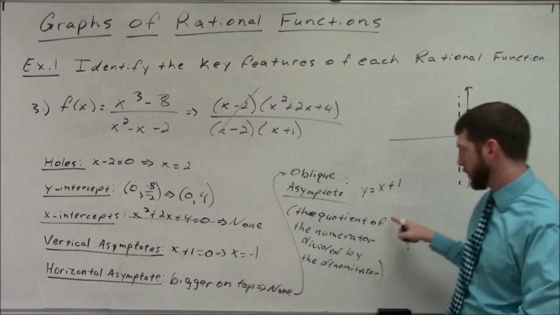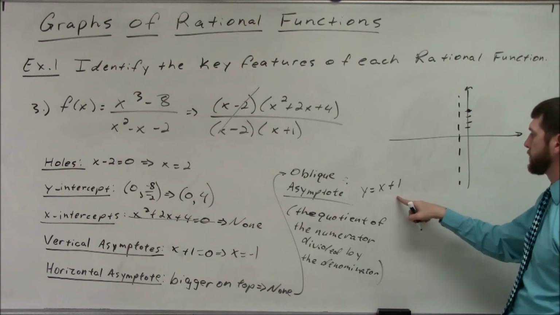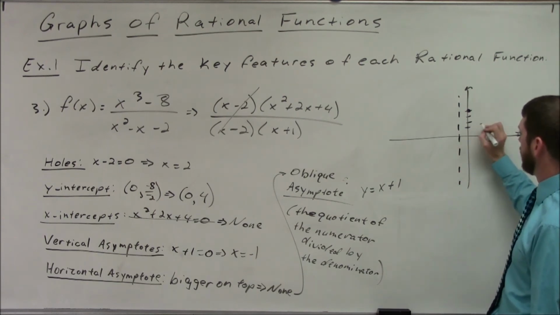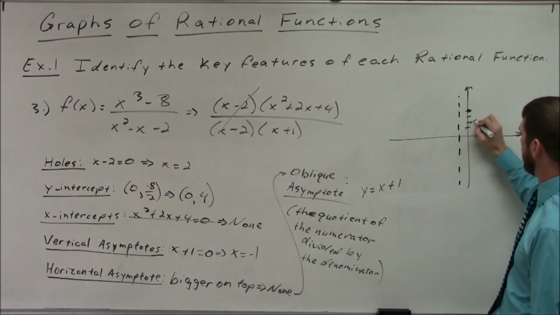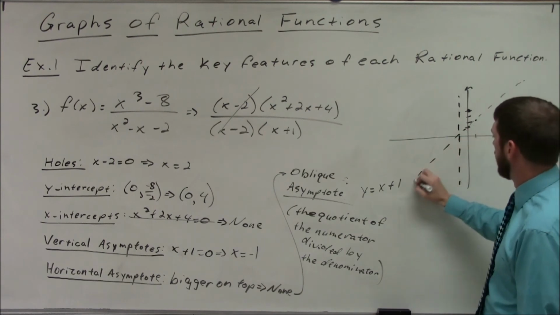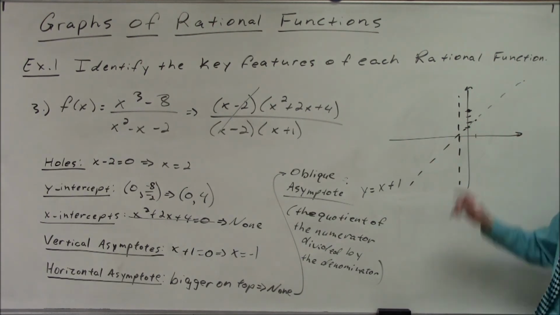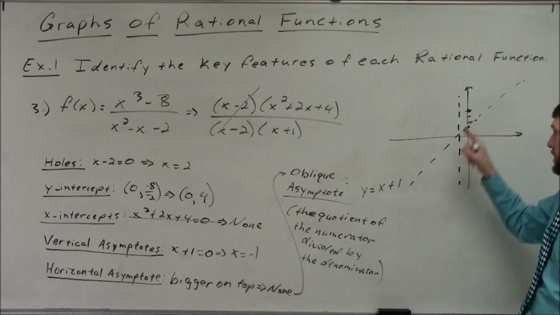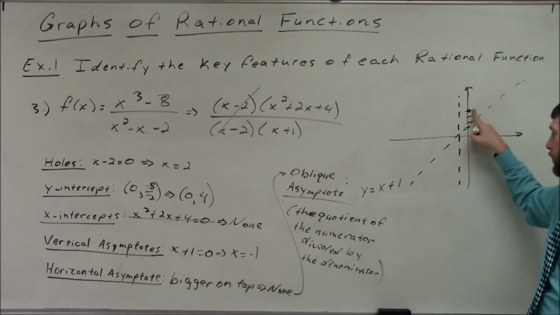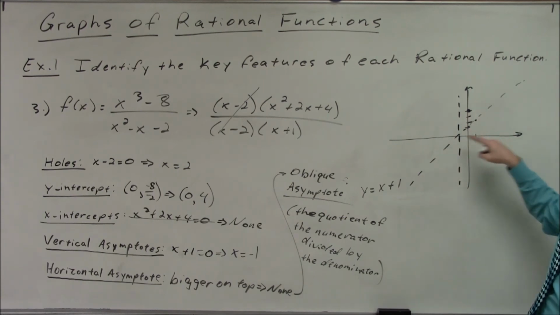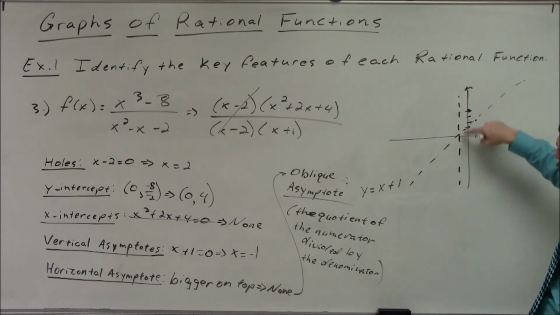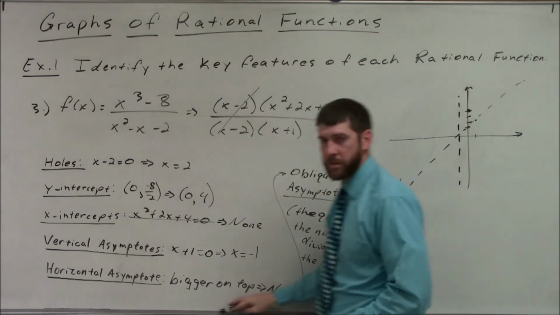There was no horizontal, so we had to go to the oblique. The oblique is x plus 1, so go 1, go up 1 over 1. So there's going to be our oblique asymptote. And then just like before, we're going to go through the y-intercept. Now there are no x-intercepts, so we know we can't approach this y from the bottom. It's got to be approached from the top.